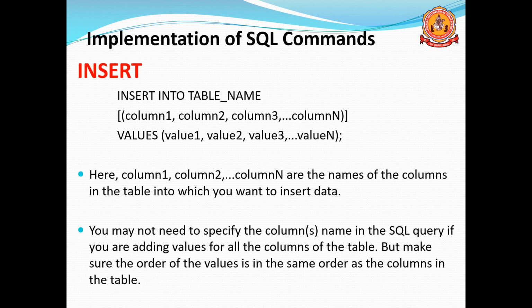For example, the first column will be a number, the second a varchar, the next a date. That means you have to provide the data in the same order. Whichever data type is mentioned for the first column, that should be the data in the first value. So we have to follow the same order to insert the data into a table.